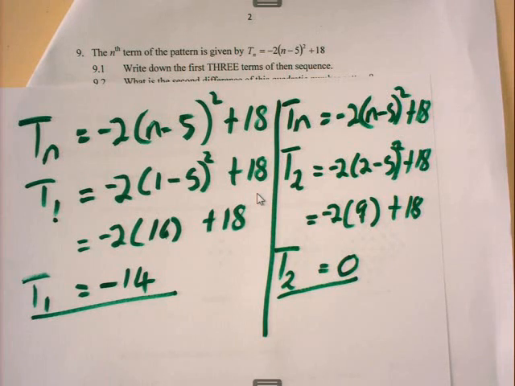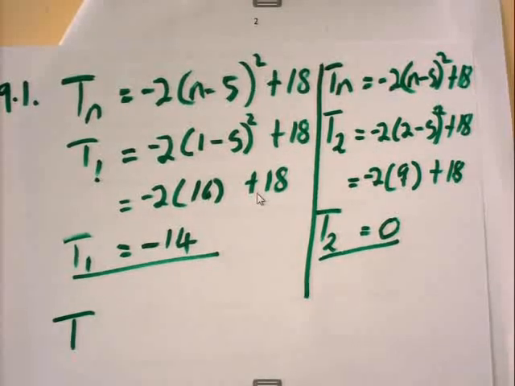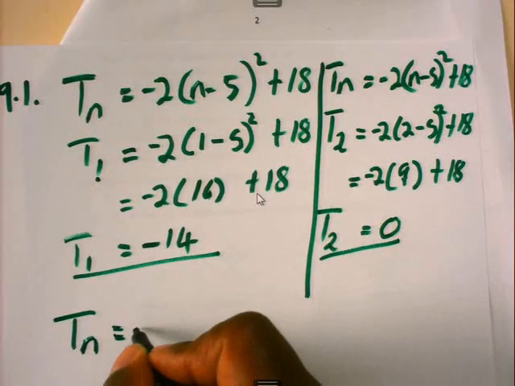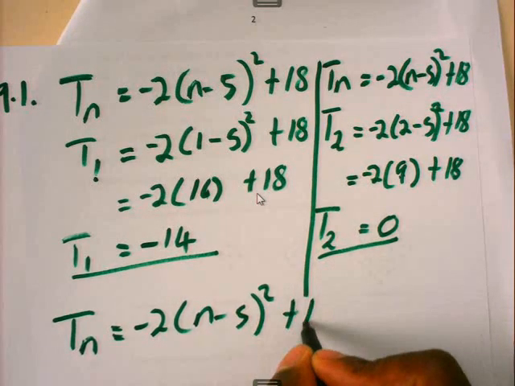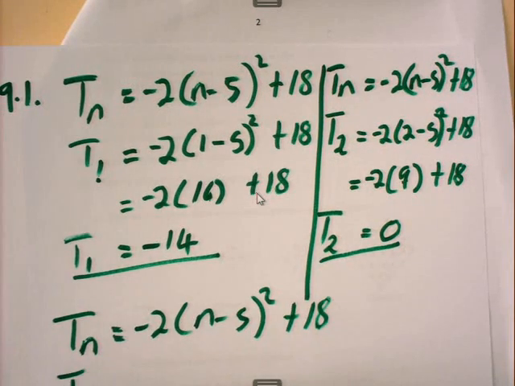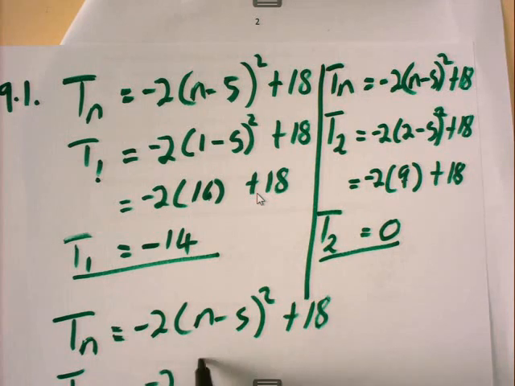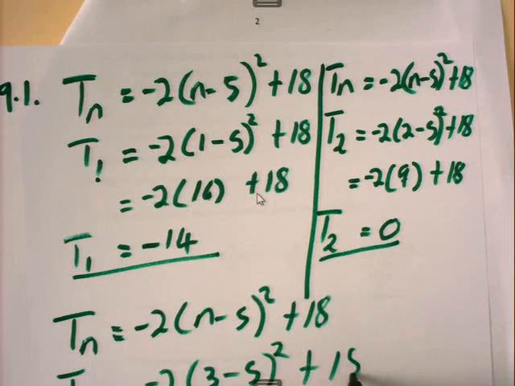The question states, write down the first 3 terms of the sequence. So we've already determined the first 2. In the very same way, let's determine the third term. Let's write down the formula. Tn equals minus 2 (n minus 5) all squared plus 18. Now, what do we do? We substitute n by 3. Minus 2 (3 minus 5) squared plus 18.